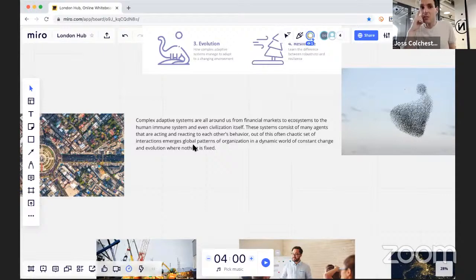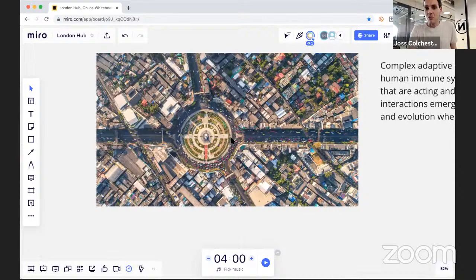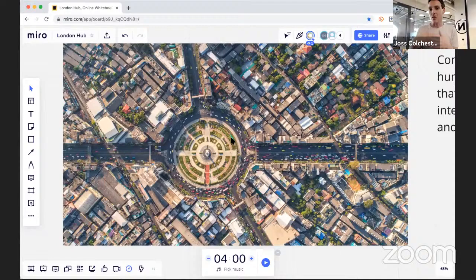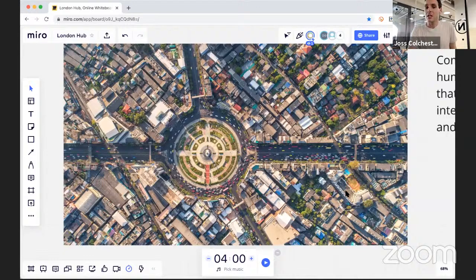Out of this often chaotic set of interactions emerges global patterns of organization in a dynamic world of constant change and evolution where nothing's fixed. So you can see that here, nothing's really fixed in this traffic, right? The traffic's constantly changing, it's constantly flowing, and new patterns are constantly creating themselves, right? When the traffic lights change, traffic flows forwards and then it backs up, and then sometimes it gets really built up at peak hours and other times. It's a very dynamic system we're dealing with here, constantly changing.